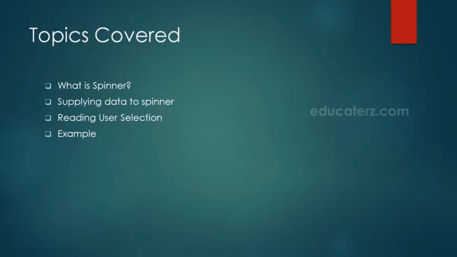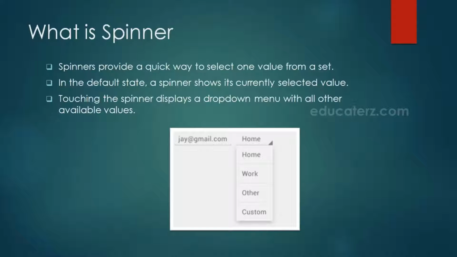Here it looks like this, which allows the user to select a single item at a time. A spinner provides a quick way to select one value from a set of values. The default state is that a spinner shows its currently selected value. When the user touches the drop-down menu, it is going to show all the other available values to the user. Now let us create a simple program on a spinner view.